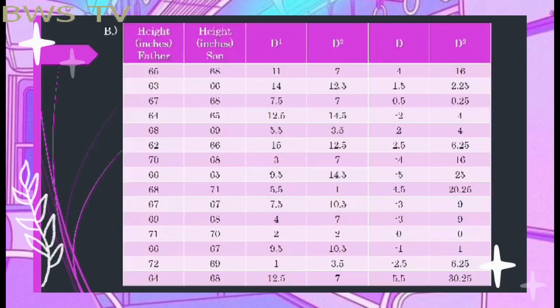Here's the second example. We do the same thing as last time. We rank from largest to smallest. Then we subtract d1 with d2. Then we square d, and then we get the summation of d squared, which in this example is 149.5.